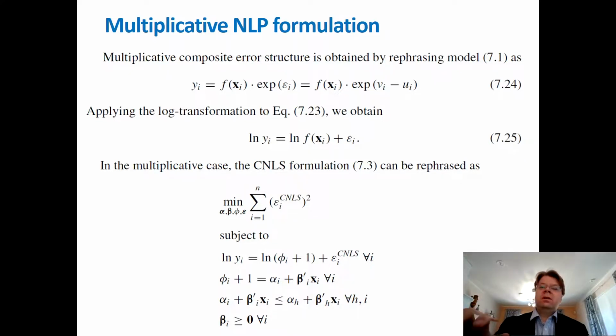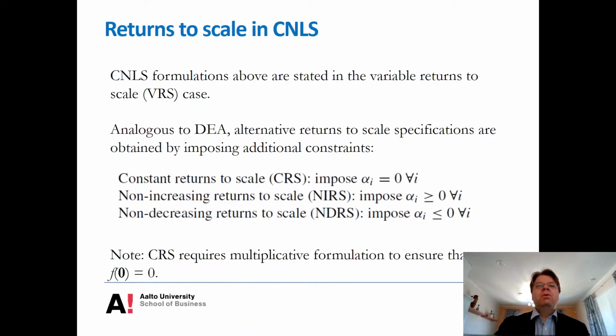Another reason is that if you want to impose constant returns to scale, then the multiplicative formulation is convenient because it can help to ensure that this regression line passes through the origin. So I have indicated on the bottom line of this slide that to impose constant returns to scale with multiplicative formulation, we can ensure that the value of function f with the zero vector of inputs is always 0.